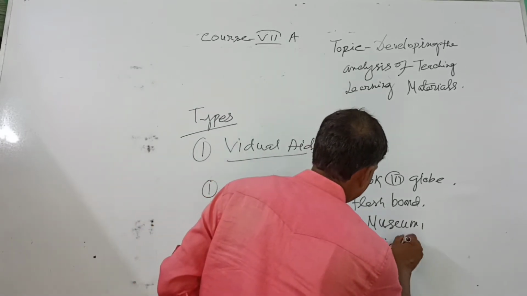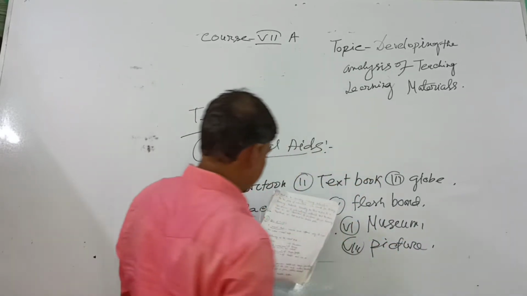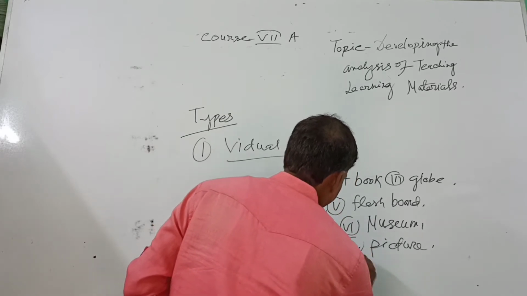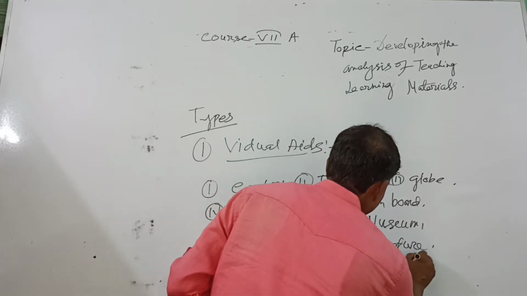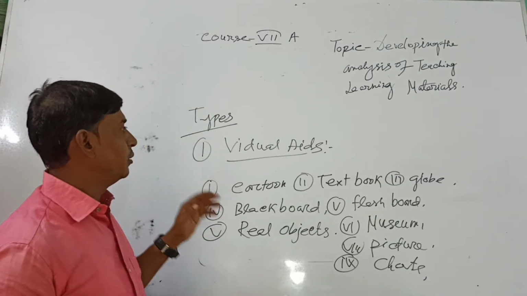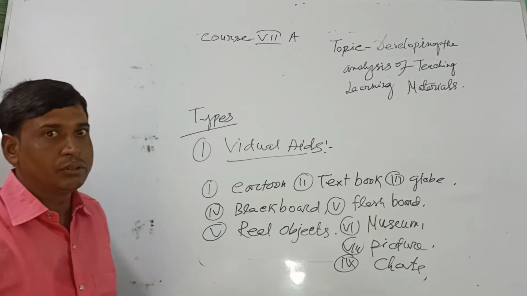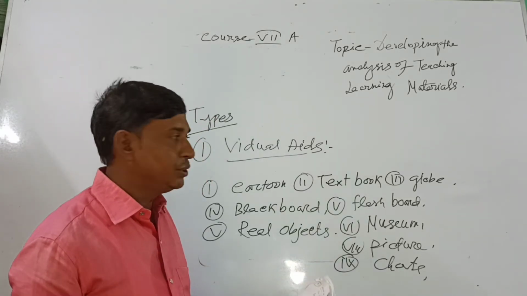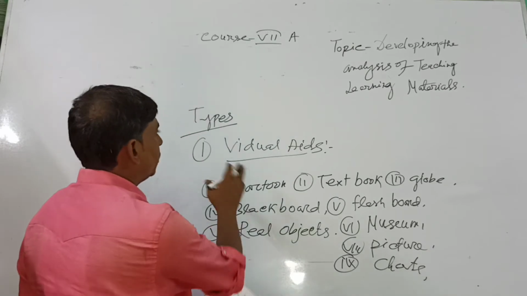Pictures. Charts. All these are great examples of visual aids. Visual aids are those that appeal only to the eyes. So all these are examples of visual aids.